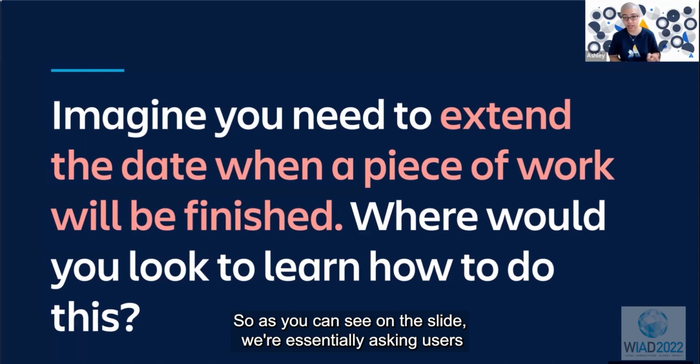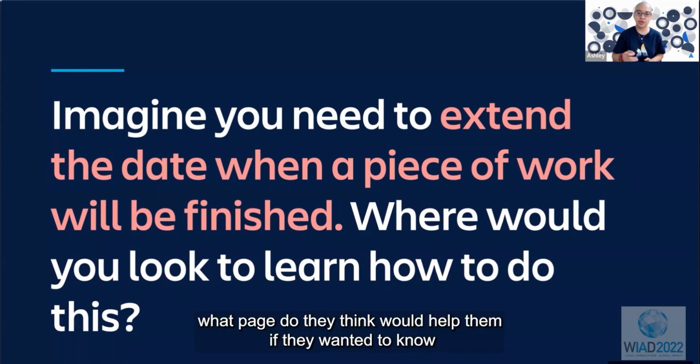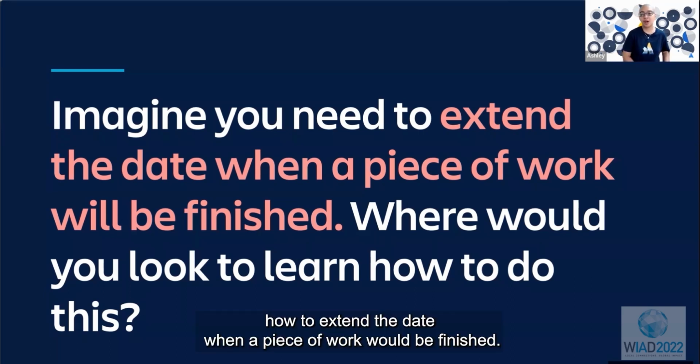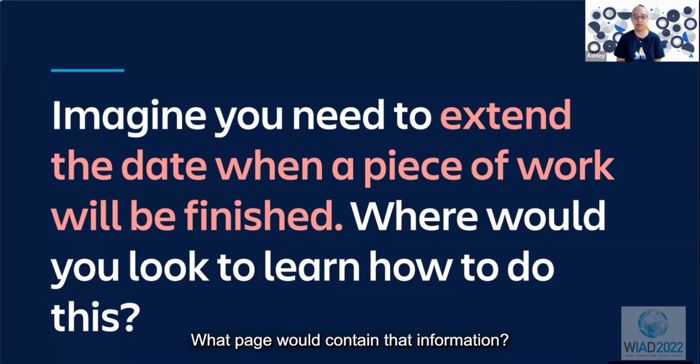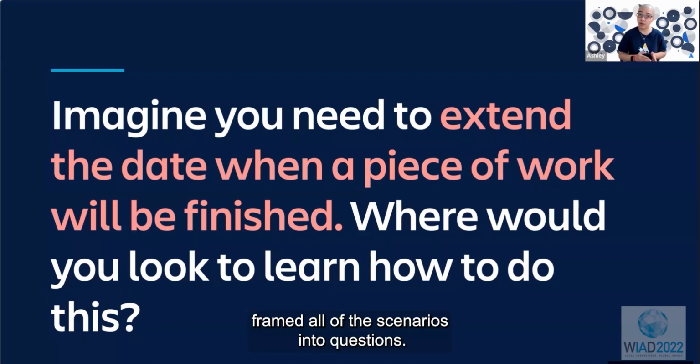So as you can see on the slide, we're essentially asking users, what page do they think would help them if they wanted to know how to extend the date when a piece of work would be finished? So essentially moving the deadline, right? Moving the deadline of a piece of work. What page would contain that information? So that's how we framed all of the scenarios into questions.